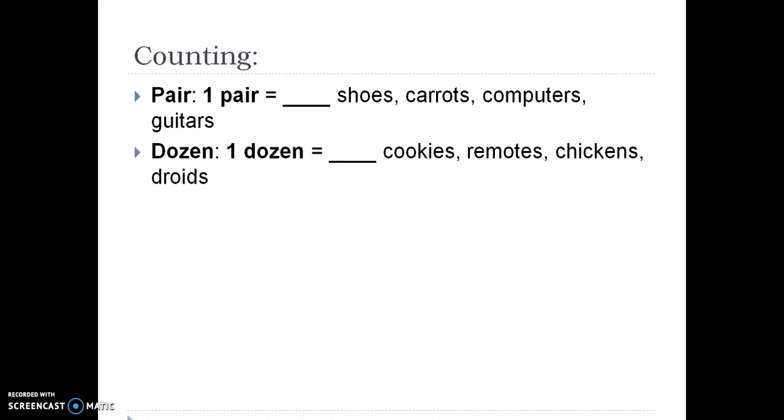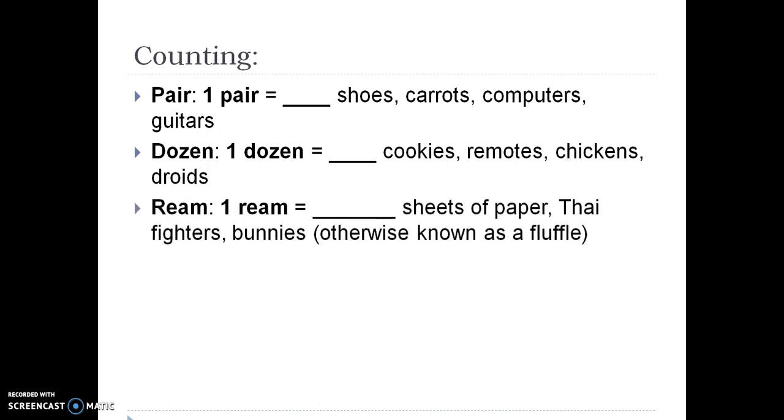A dozen is always 12. A ream is always, anybody know? 500. A ream, usually we use it for paper. A ream is 500 sheets of paper. A ream can also be used to describe how many TIE fighters you have, or how many bunnies you have. Interesting fact, a large group of bunnies is known as a fluffle. Thought I'd let you know that.